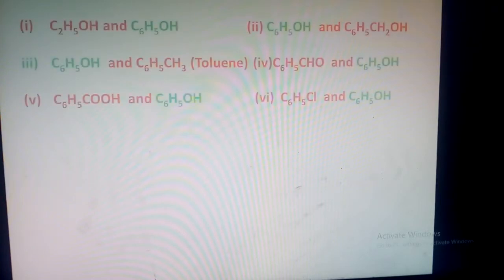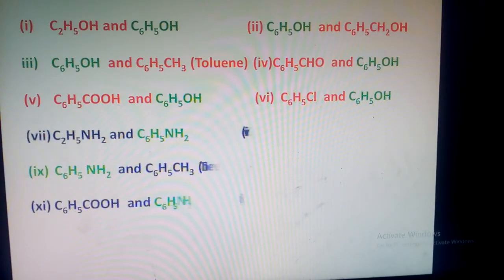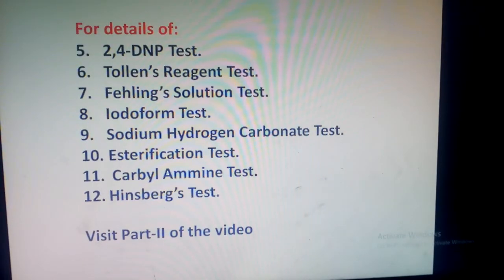So this is a list of compounds where you can apply the bromine water test to distinguish between different organic compounds. All compounds mentioned in green will give white PPT in bromine water and others will not. For details of other tests, you can watch part 2 of the series.